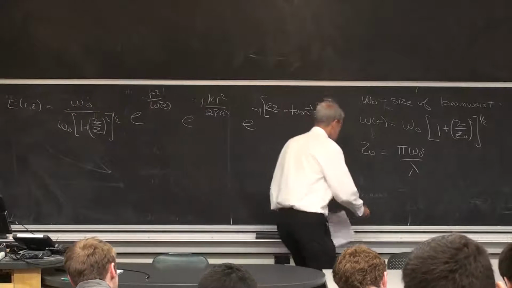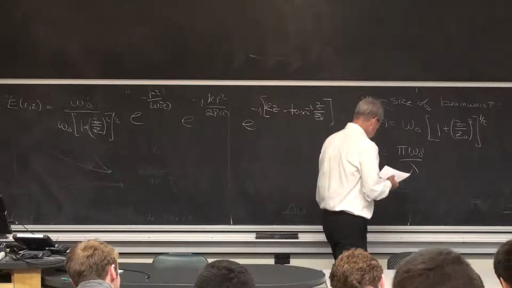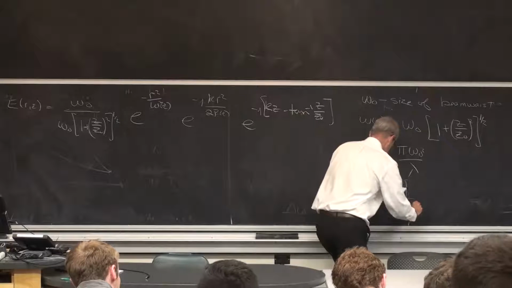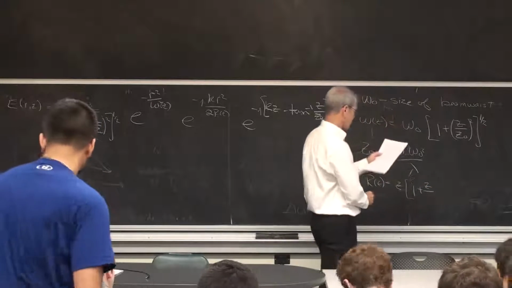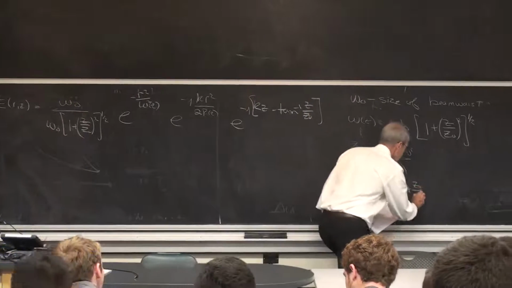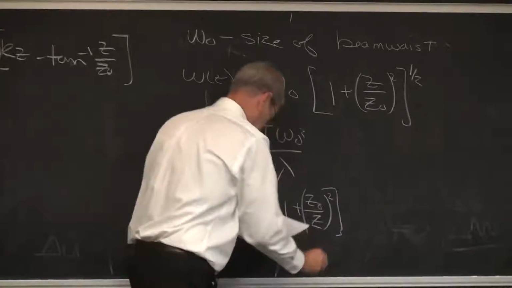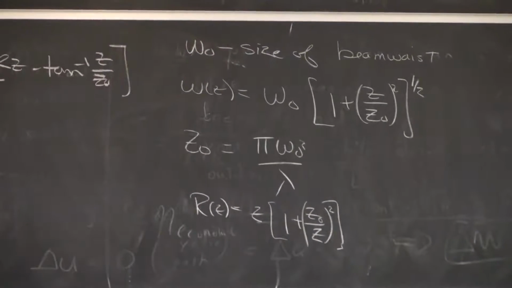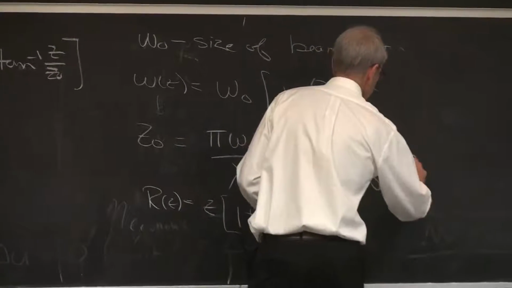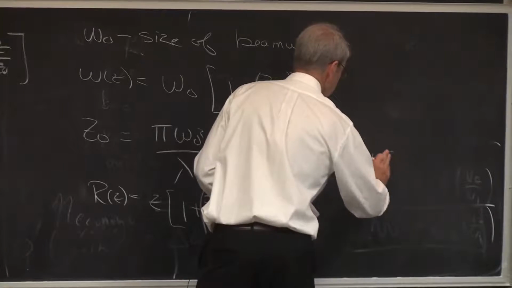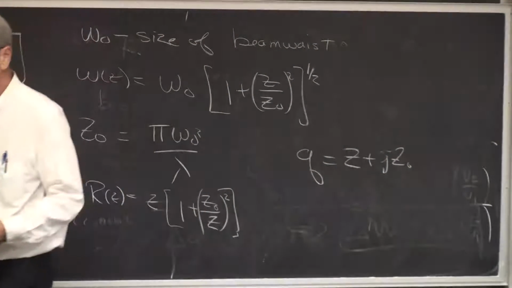We had R of z, the radius of curvature of the beam. And that had a formula of z times 1 plus (z naught over z), I think that's wrong, yeah, 1 plus (z naught over z) squared. And then, of course, we had q. We had this parameter q, which was just z plus j z naught. And I think that's most of the terms we went through in the q parameter.